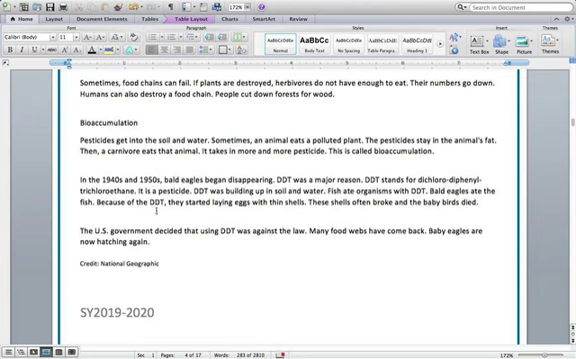Because of the DDT, they started laying eggs with thin shells. These shells often broke and the baby birds died. The U.S. government decided that using DDT was against the law. Many food webs have come back. Baby eagles are now hatching again.